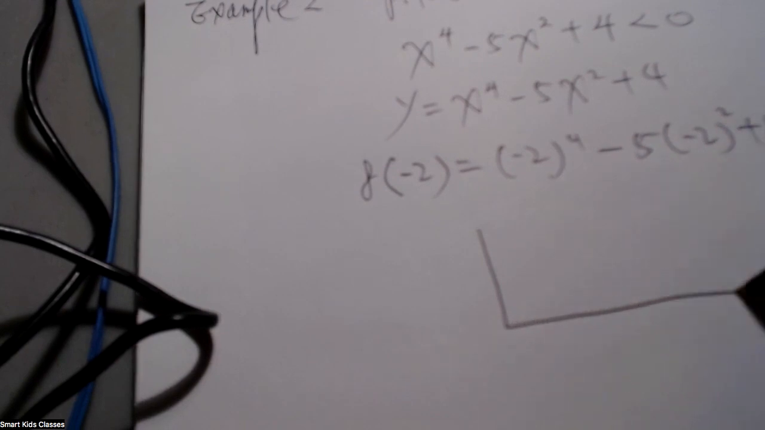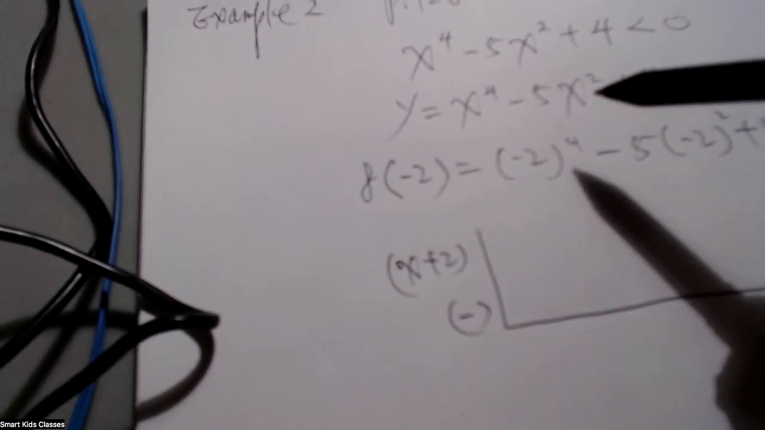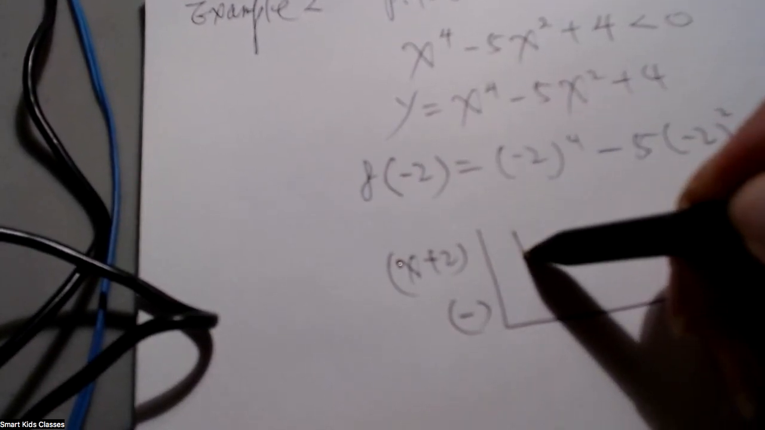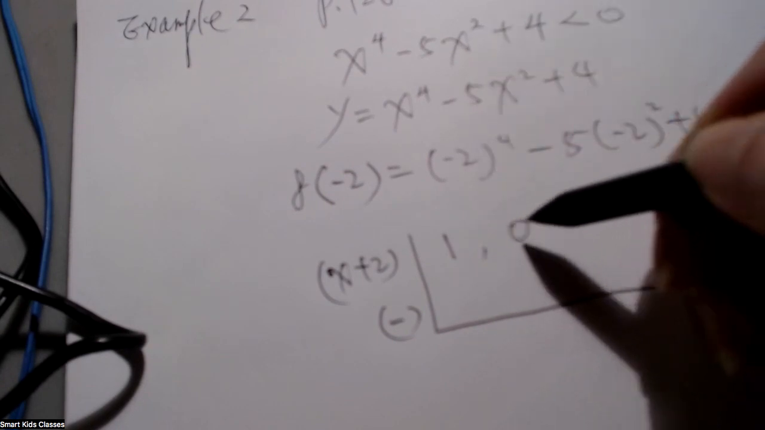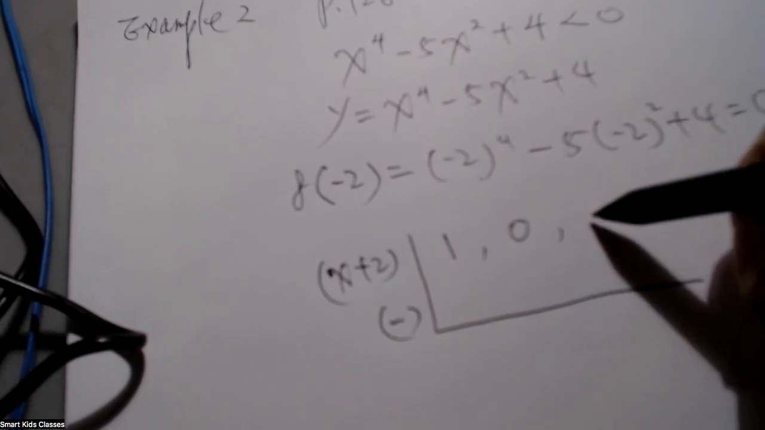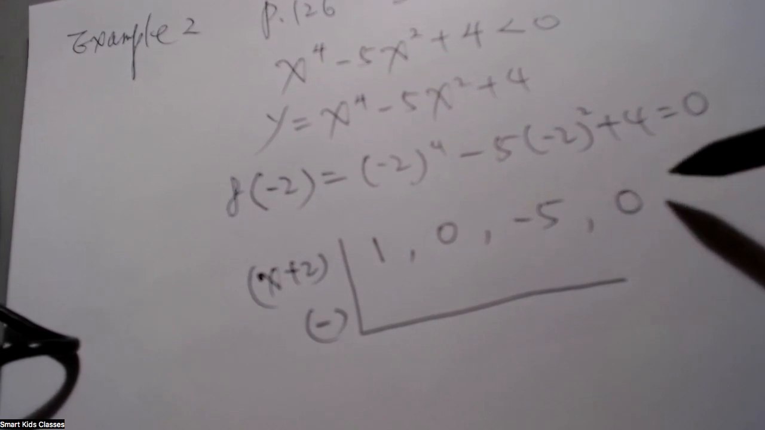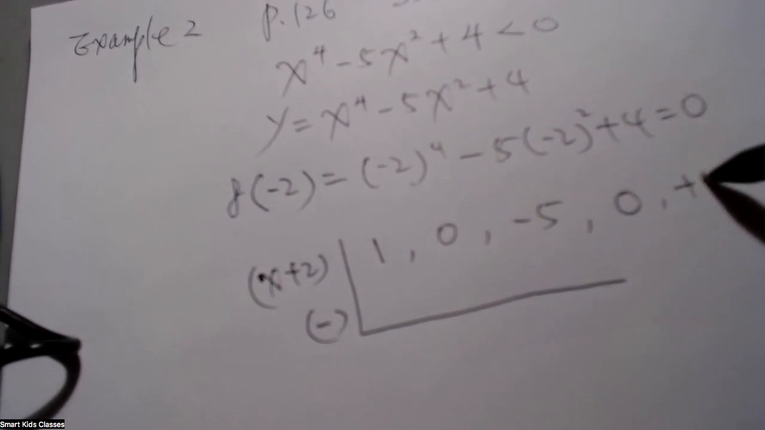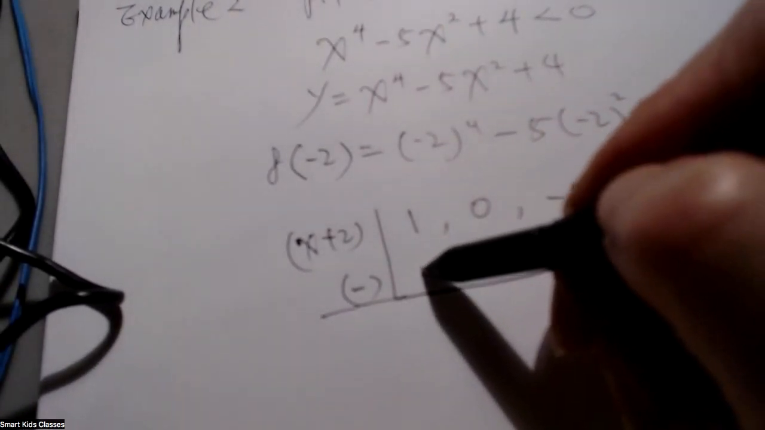So we use x plus 2, so we're going to subtract it. We're going to write 1. And then the next one, exponent 3, we write 0. And then exponent 2 is negative 5. Exponent 1 is 0, and then plus 4. Now we're going to bring the first number down.